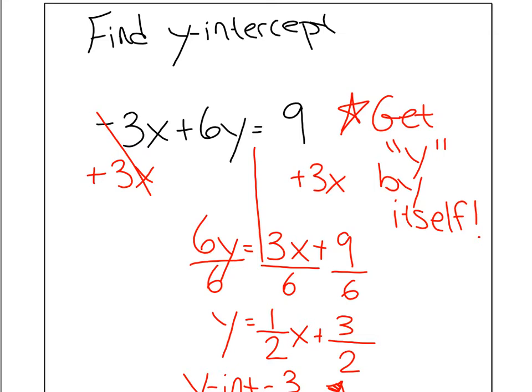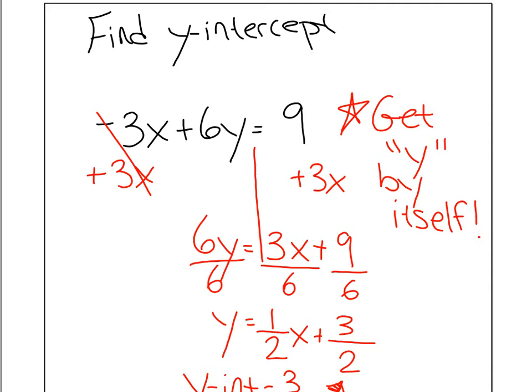The next thing for you to do is to find a y-intercept from a given equation that is not with y by itself. In order to find a y-intercept, you want to have y completely by itself before you start identifying the parts that are slope and y-intercept.